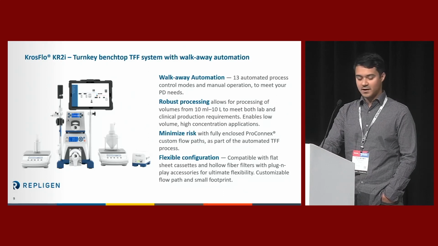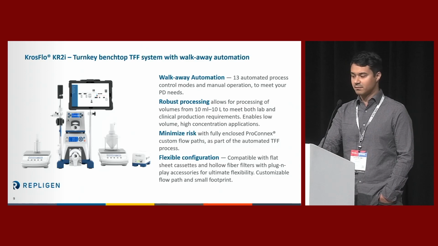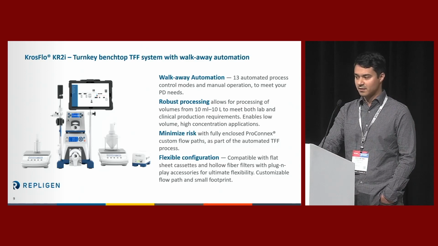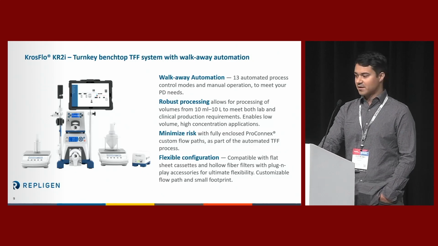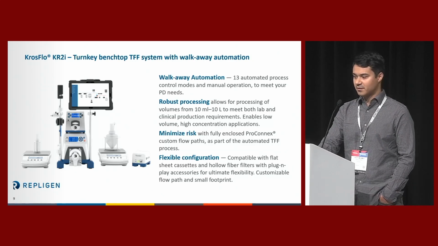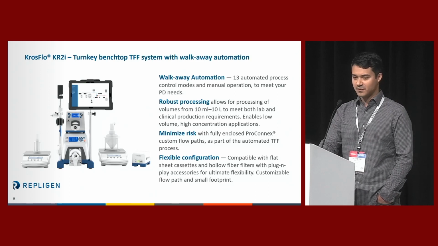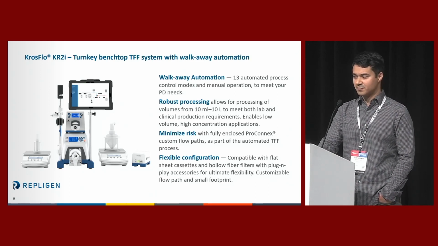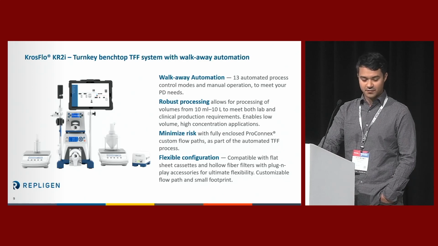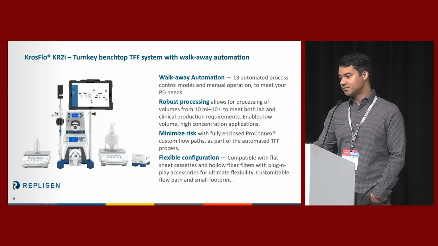Now a bit about the KR2i TFF automation system. So this is a bench scale TFF system that allows for 13 automated process control modes, has robust processing across a range of starting volumes, minimizes risk with configurable flow paths, and is flexible to various configurations in terms of accessories as well as filtration technologies.